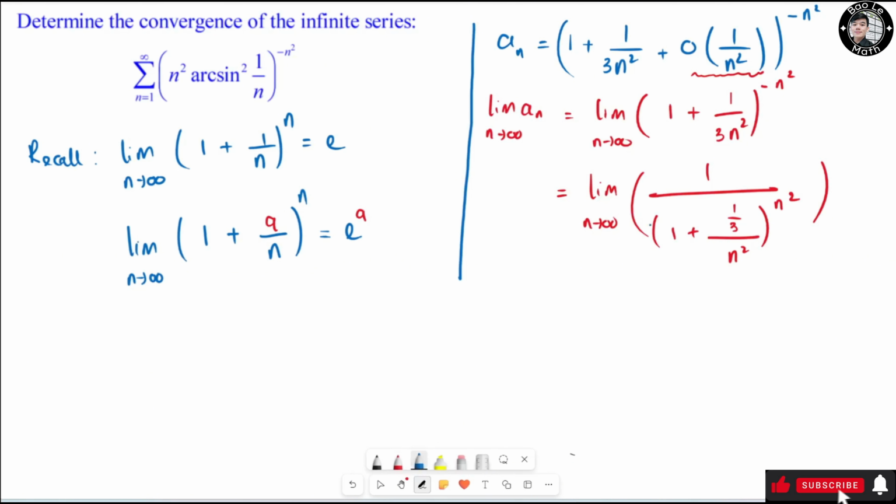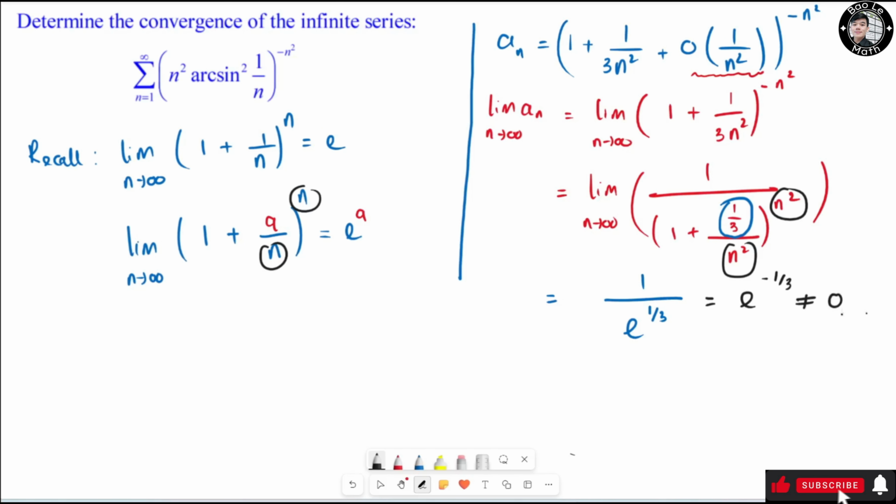Now we look at this right here. In this situation, a equals 1/3, right? So this turns out to be 1 over e raised to the 1/3, right? This and this are the same. So this turns out to be e raised to the negative 1/3, not equal to 0, right? So by the nth term test, the series diverges.